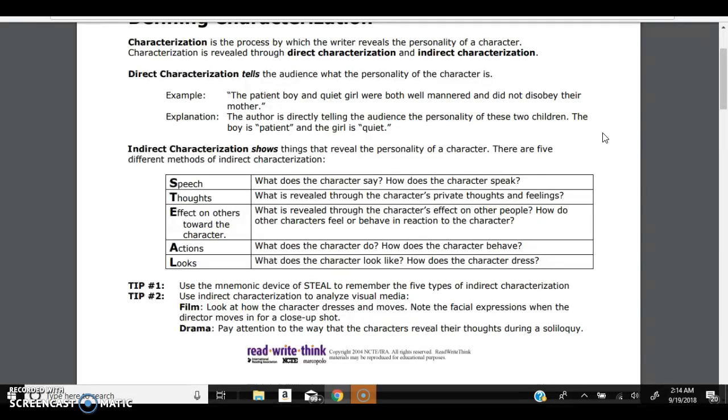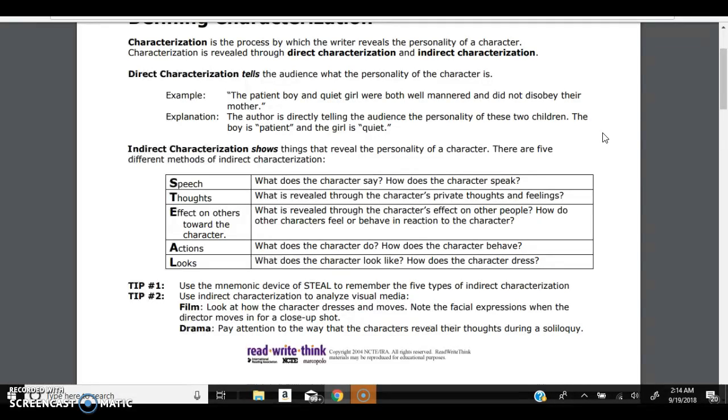What is revealed through the character's private thoughts and feelings? Not directly, but through their private thoughts and feelings. Where they don't say, I feel so sad, but you can tell by what they're doing and how they speak, as we look at the speech and the thoughts. How do they interact and how do they affect other people, the effect of others towards the character? How do the other characters behave in reaction to the character? If the main character is always irritating other people, that says something about their characterization, their personality.